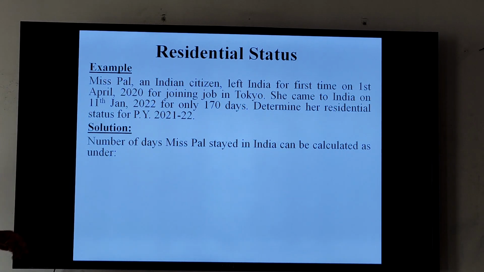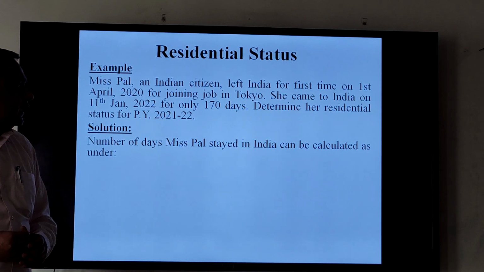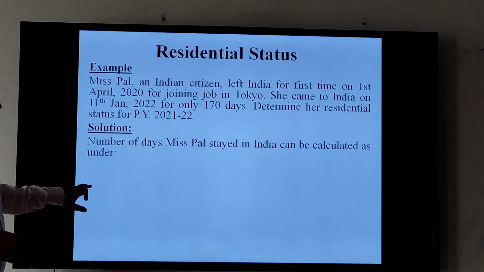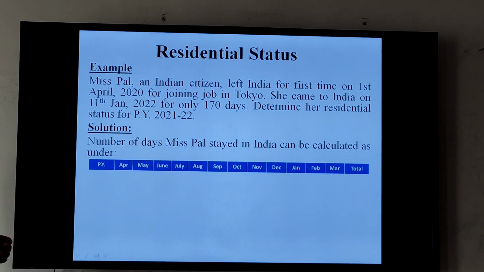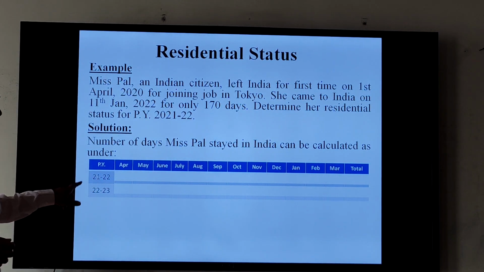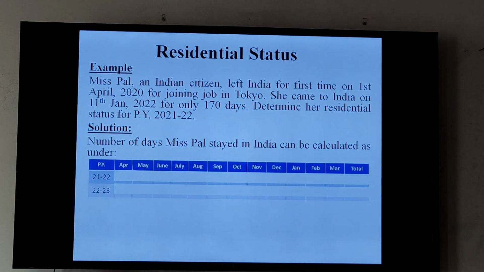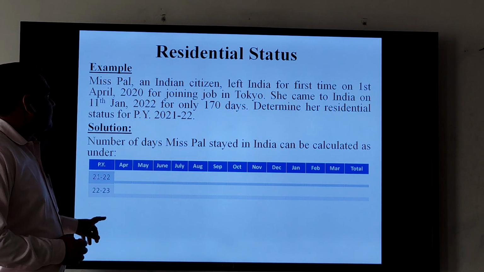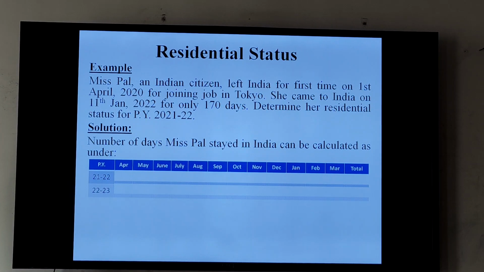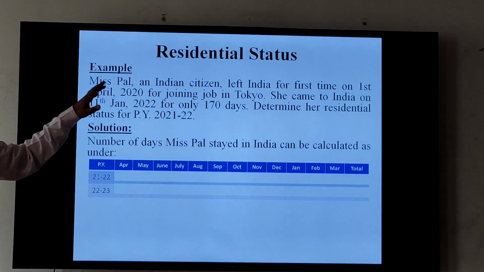Now what do we need to do? We need to identify the number of days Miss Pal stayed in India. How can it be calculated? We need to create a table for the two previous years when she was in India. Like for previous year 21-22, we need to identify when she was in India, as she left India for the first time in April 2020. There is a correction, it is not April 2020, it should be April 2021.